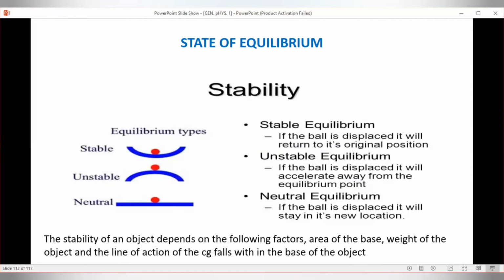And the stability of an object probably depends on the following factors. One is the area of the base, the weight of the object, and the line of action of the center of gravity falls within the base of the object. So these are the different types of equilibrium, or the different states of equilibrium: stable, unstable, and neutral.